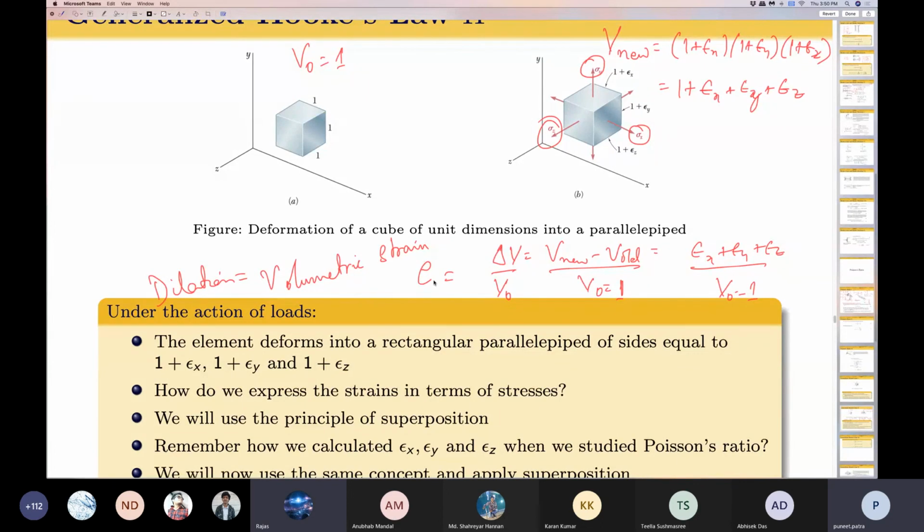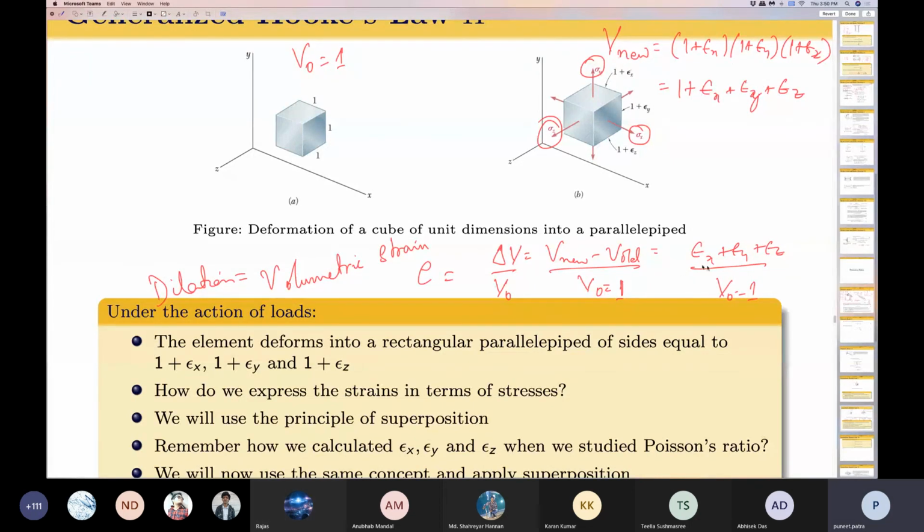Excuse me, sir. Yeah. Sir, is the dilation equal to epsilon x plus epsilon y plus epsilon z applicable only for cubes and cuboids? No, it is applicable for all kinds of bodies. The reason why we are doing this is for the sake of simplicity. Okay. Thank you, sir.